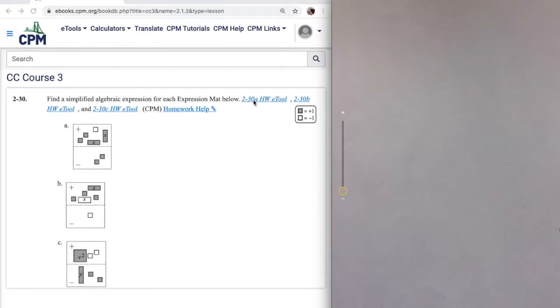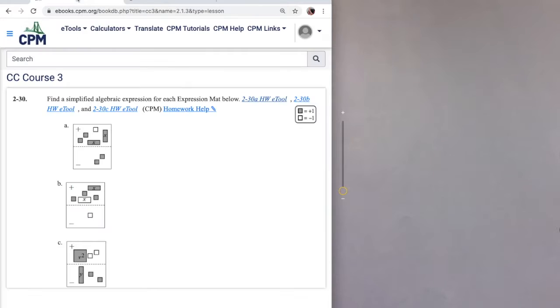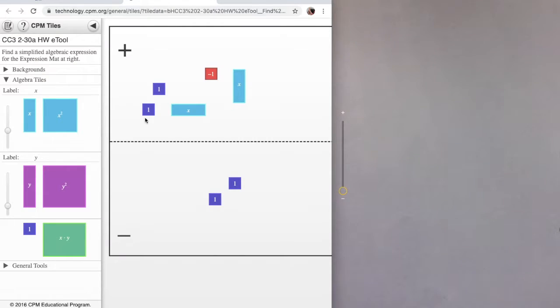So we can open up the algebra tiles and have the same problem as it's giving us for A. So here you can see we have the 2 1s. We also have a negative 1, and then we also have 2x. And that's all in this positive area. But down here in the opposite, we have 2 1s.